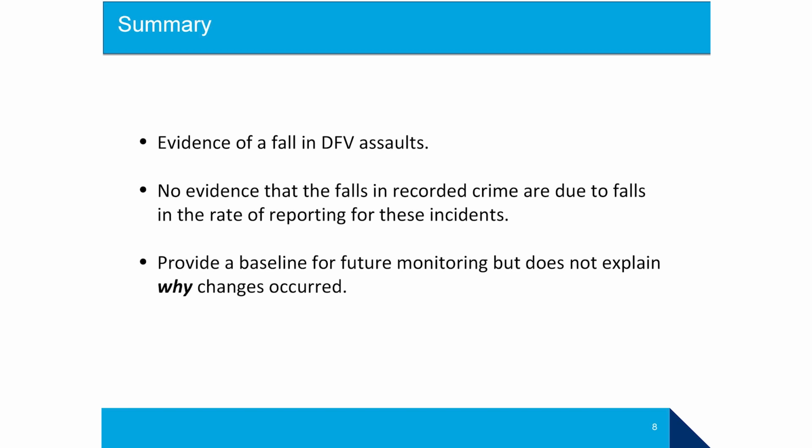So from this, it's some encouraging news that there does look like there's been evidence of a fall in domestic and family violence assaults in New South Wales from the recorded crime data and from the victim survey data. There's no evidence that the falls in recorded crime are due to falls in the rate of reporting for these incidents. And while this is encouraging and it provides a good baseline for future monitoring, it doesn't explain why these changes occurred.